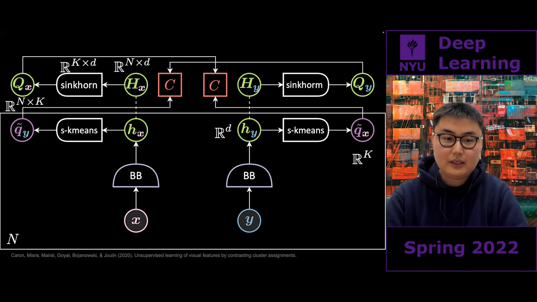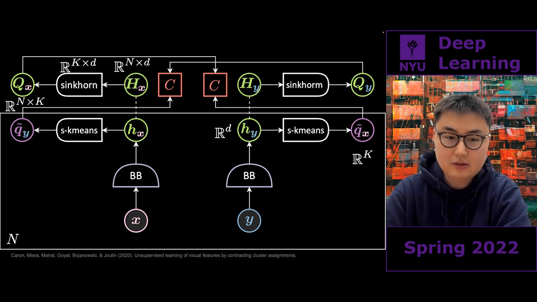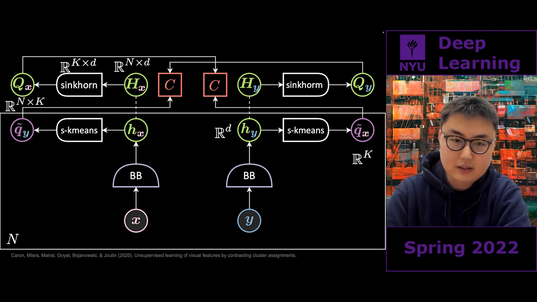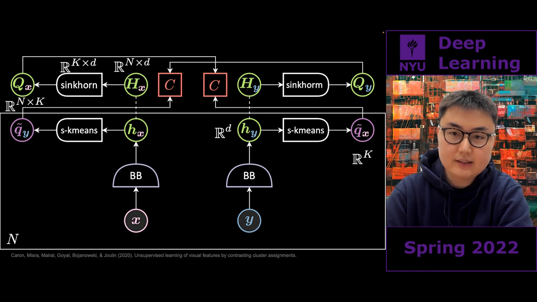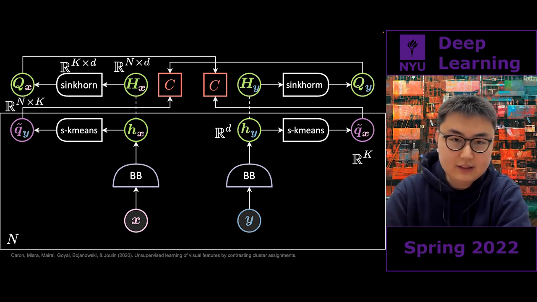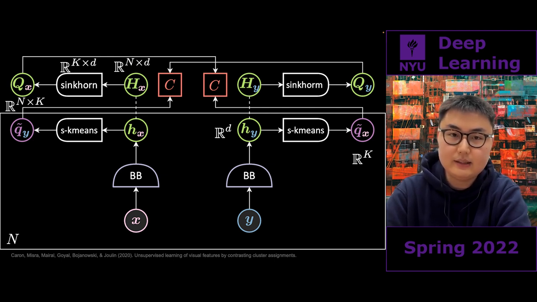So you get this really complex graph. Let's dig into it. You get one image, and the same image with a different augmented version, X and Y. You generate the representations. Then you can stack them up, as we did for all the other methods. You get N of them, and you stack them up. You basically get this N by D matrix, the uppercase HX and HY. Okay, so then you do a clustering.